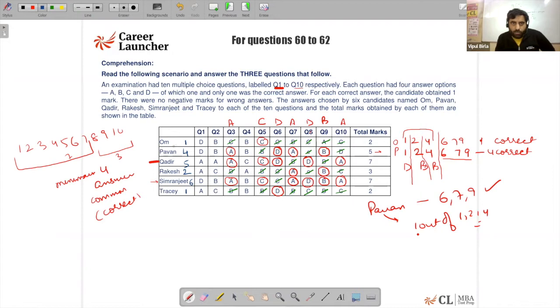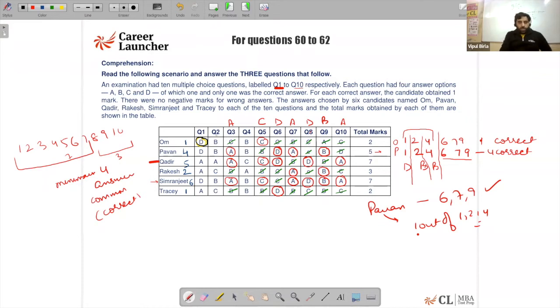Now let's try and see which option of Om can be the correct answer. Which option of Om can be the correct answer? We can actually play with the options and try and see which of the following can be the possible value. Okay. Now let's assume that the answer to question number 1 is D. Just assume that the answer to this question is D.